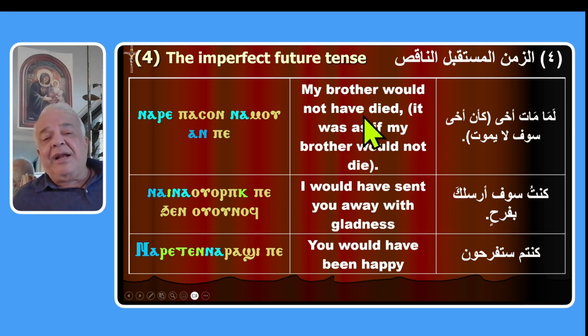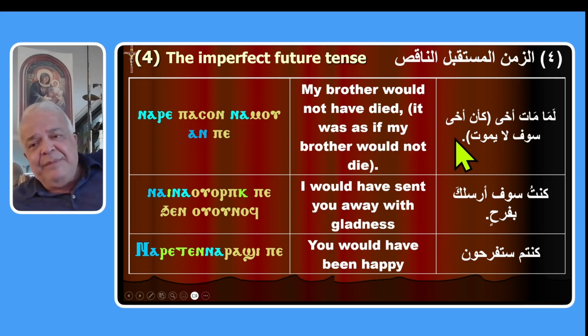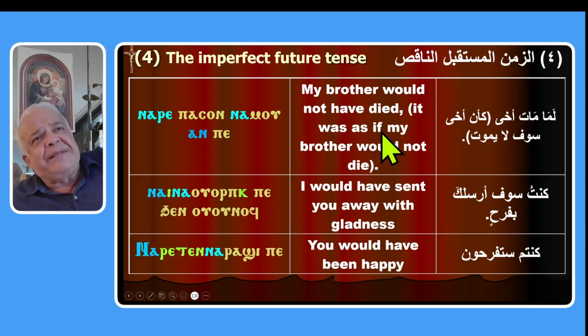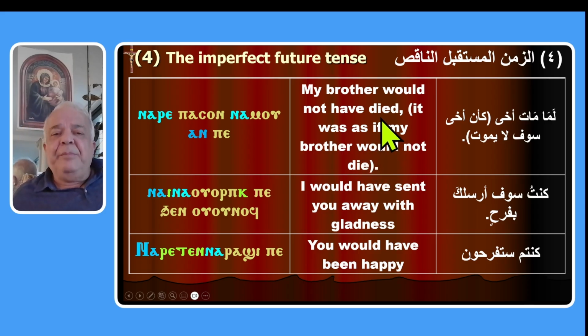So when he arrived at the house of Lazarus, Mary, the sister of Lazarus, said to him that sentence, if you were here, my brother would not have died. So that is the future she's talking about, as if Jesus was present, Lazarus would not be dead now. That's the meaning of this kind of imperfect future tense. Let us say it in Coptic.